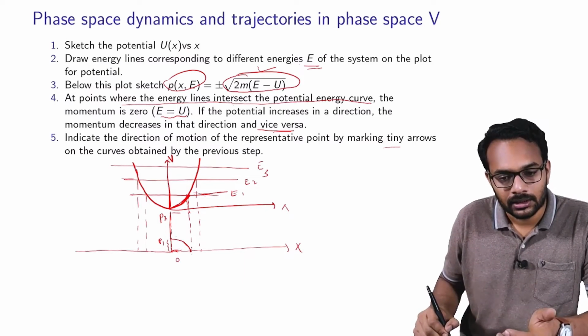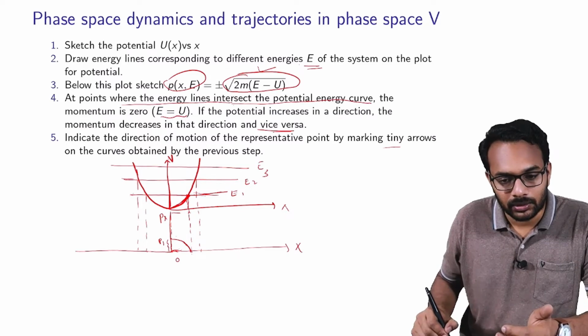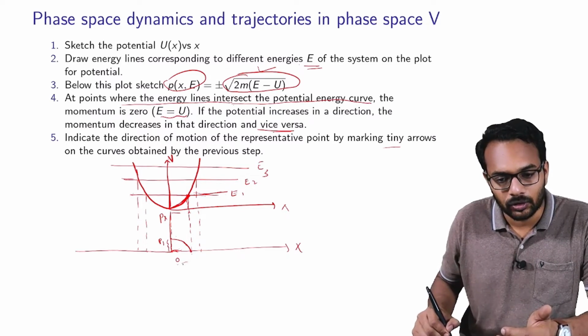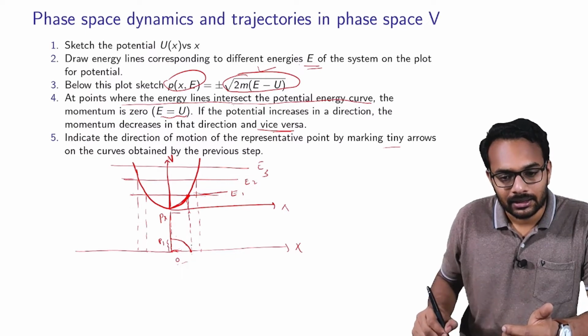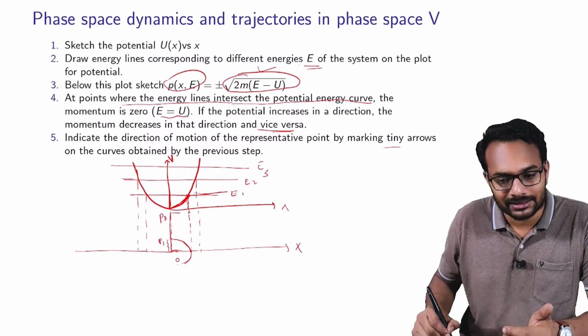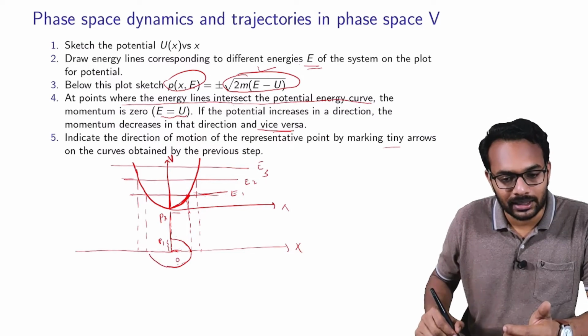Now what happens? Now you just have to continue. If you go back in this direction, from positive x towards 0, the potential energy is decreasing. So the momentum will start increasing in the opposite direction. And then it will encounter this point where again the potential starts increasing from here.